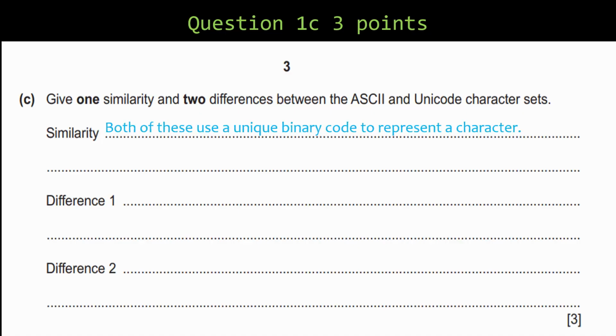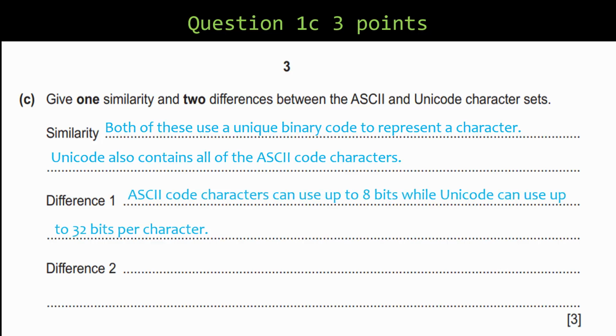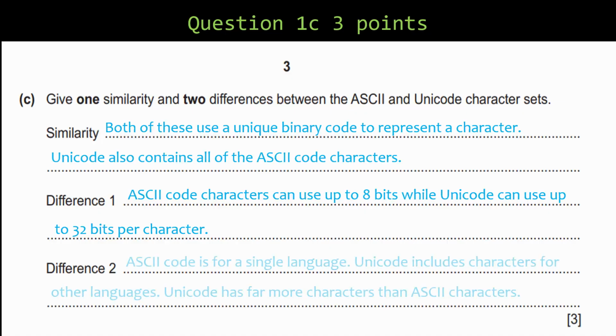So both of these use a unique binary code to represent a character. Now, Unicode also contains all of the ASCII code characters. ASCII code has up to 8 bits. Unicode has up to 32 bits per character. So ASCII code takes up less space than Unicode. So if I'm going to represent any character that shows up on the ASCII code, I want to use ASCII code for that. I don't want to use Unicode because that's going to take up more space. However, ASCII code is for a single language, and that's going to be English.